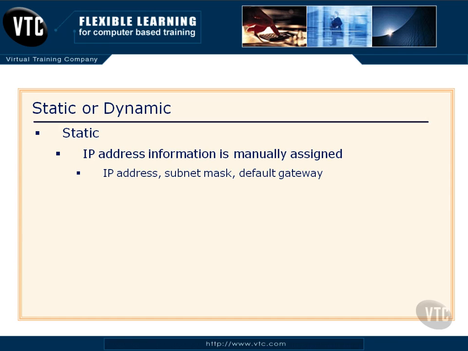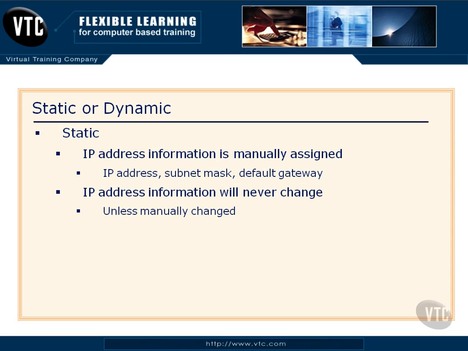Now, obviously, if we're going to use static addresses and we're going to put them in, we're going to have to take a lot of care to make sure that we use unique addresses, properly input the subnet mask, and put the proper default gateway address in there, or we're going to have problems communicating on the network. Now, this IP address information for this particular device or machine will never change until somebody goes in there and changes it. So once I manually assign a static IP address, it will always have that address until I go in and manually change it.